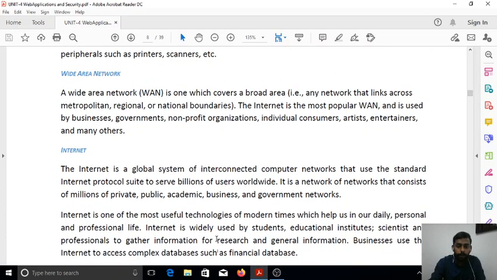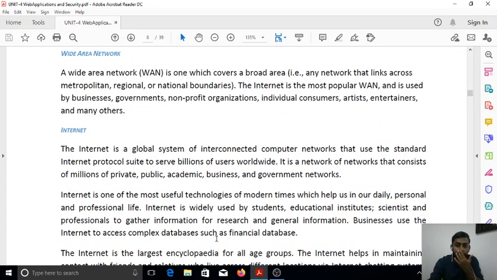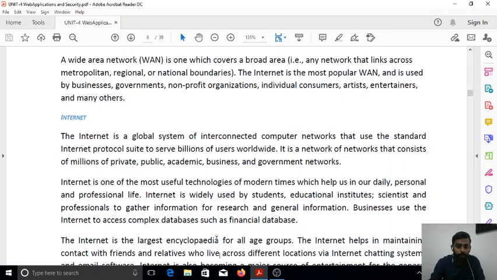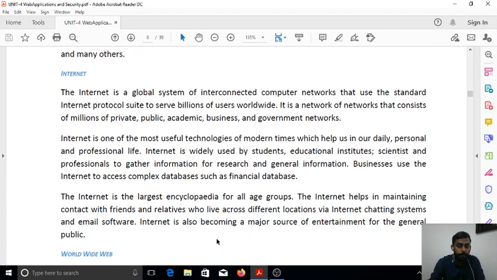The internet is widely used by students, educators, scientists, and professionals to gather information for research and general purposes. Businesses use the internet to access complex databases for financial purposes. Yes, the internet is the largest encyclopedia for all age groups. The internet helps in maintaining contact with friends and relatives who live across different locations via internet chatting systems or email, and there is a lot available like Facebook, WhatsApp, Instagram.